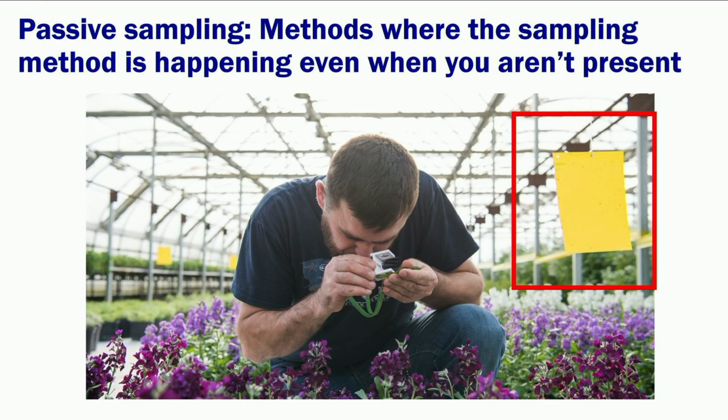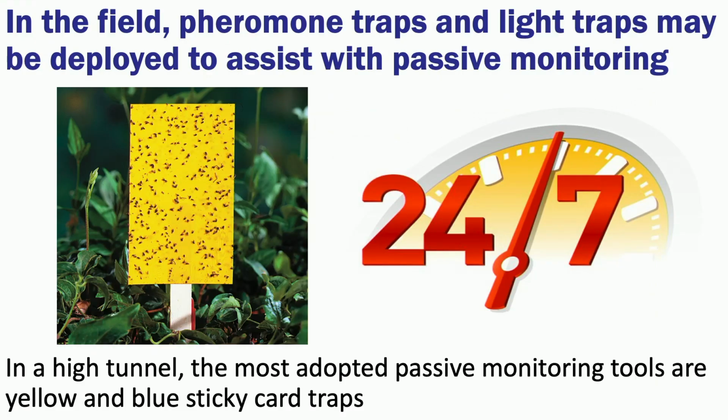You want some passive sampling to be going on when you're not there. And in your world, if you're doing high tunnels, the best option for that is going to be sticky card traps. Sticky cards come in index card size for the most part. I'm guessing many of you have used them before, but when we install these, they're there 24/7, hopefully providing some monitoring for you even when you're not there.